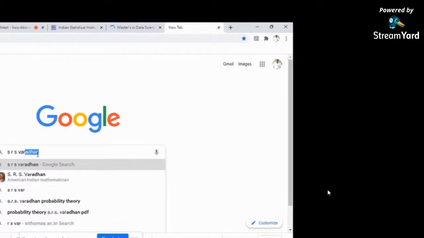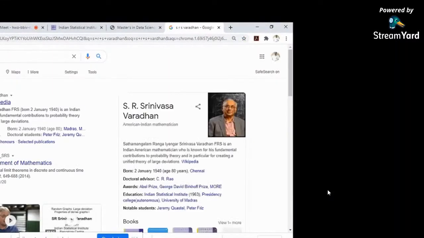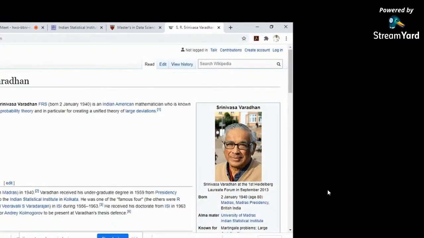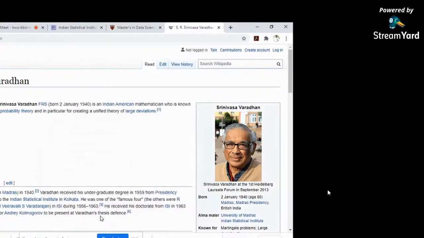SRS Varadhan, American Indian mathematician. Okay, you can see SRS Varadhan. Who was Srinivasa Varadhan? He received his graduate degree at Presidency College, Madras, and moved to the Indian Statistical Institute, Calcutta. He was one of the famous four in ISI. Okay, and he received his doctorate in ISI under C.R. Rao.